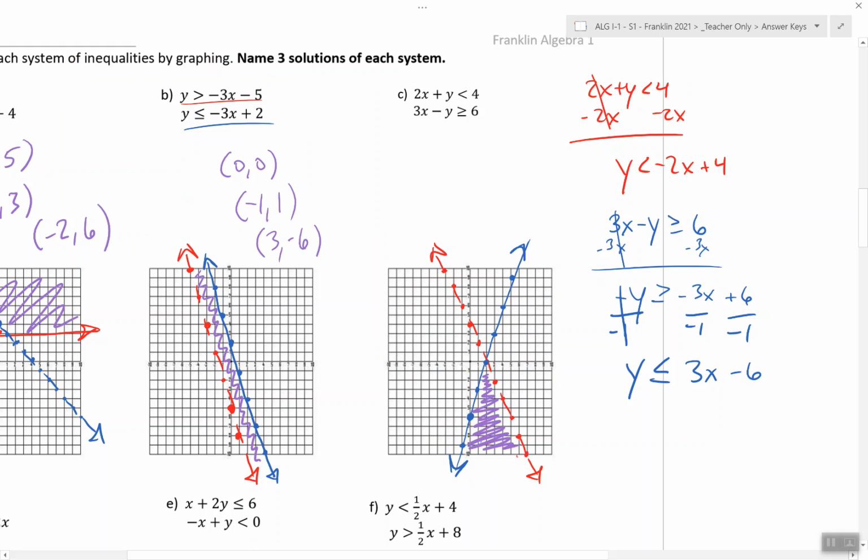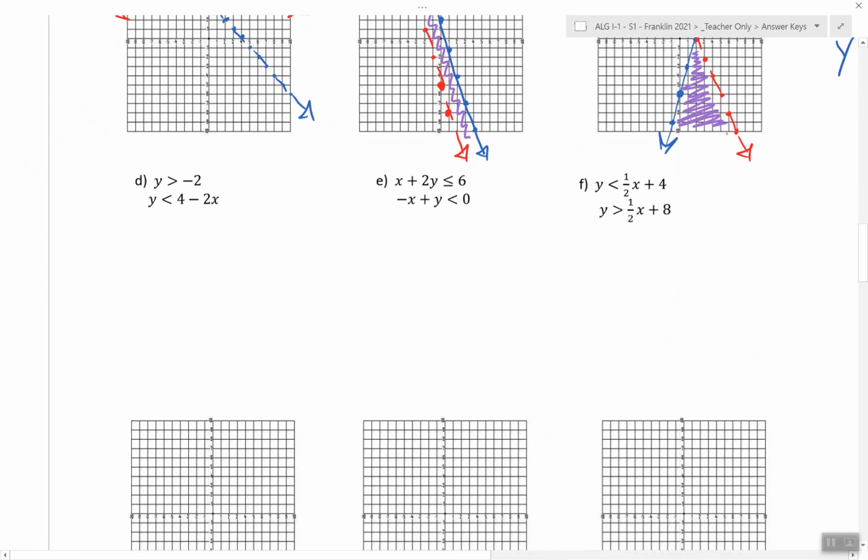And now to pick 3 points. So let's say, I don't know, negative 2, negative 1. Points on the blue line in that region are fine, but not the red one because it is dotted. So how about negative 6? Nope. How about 0, negative 6? And then let's just say 4, negative 5. Those are good. Let's keep going.